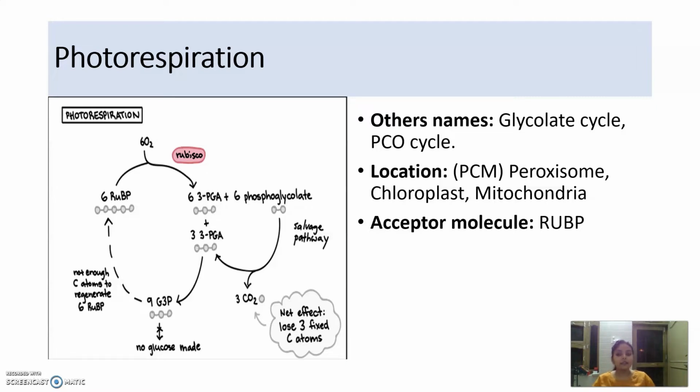Photorespiration is also called the phosphoglycolate or the C2 cycle. It occurs inside the peroxisomes, chloroplast and the mitochondria. The receptor molecule is RuBP.